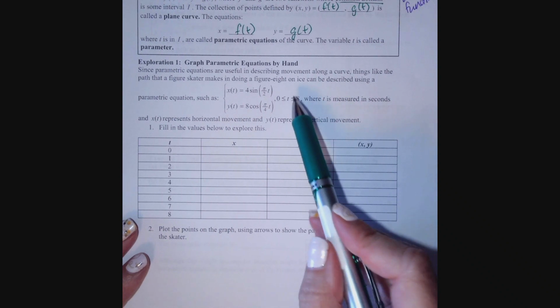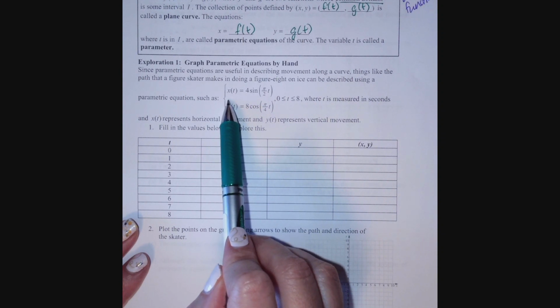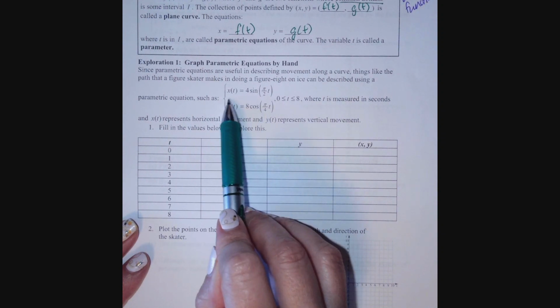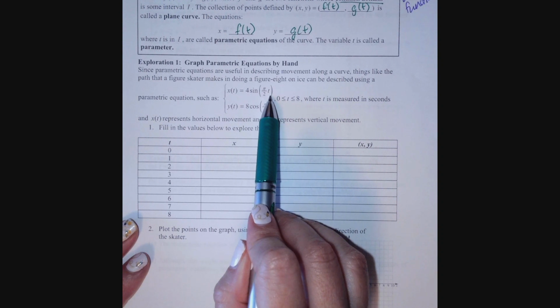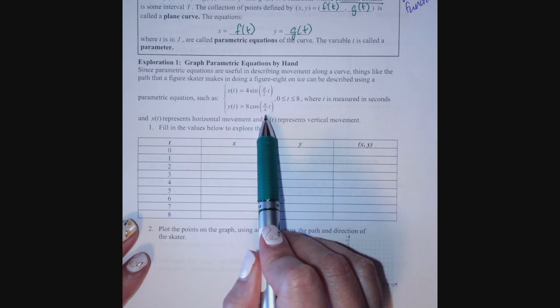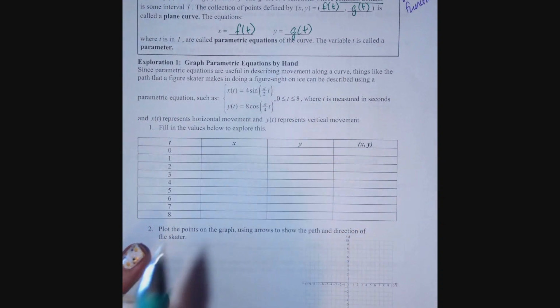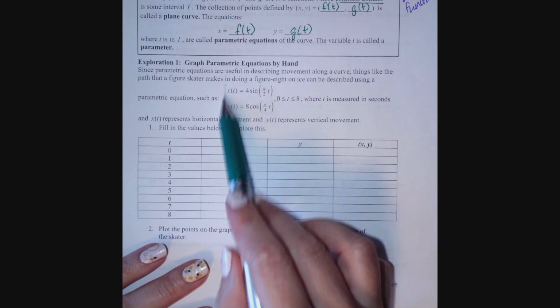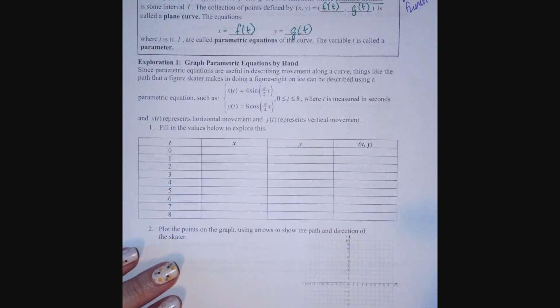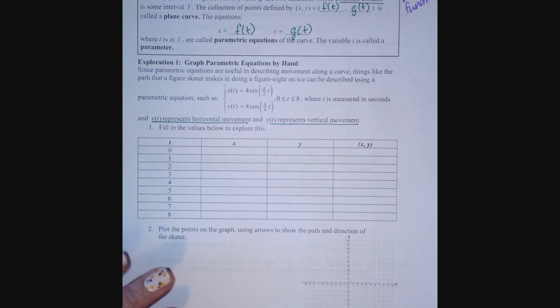So for our figure skater example, the first coordinate in my set of points, the x coordinate, is defined by the equation x of t equals 4 sine pi half t. And the y coordinate is defined by the equation y of t equals 8 cosine pi fourth t over the interval 0 to 8 seconds. So it takes our figure skater 8 seconds to complete the figure eight, and we are going to map her pathway using these equations to find our points. x of t represents horizontal movement, y of t represents vertical movement. Alright, so here we go.